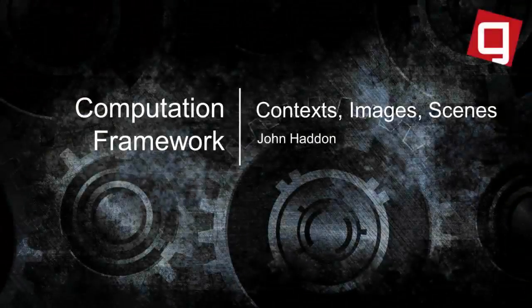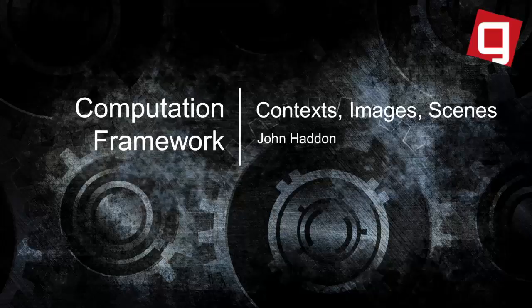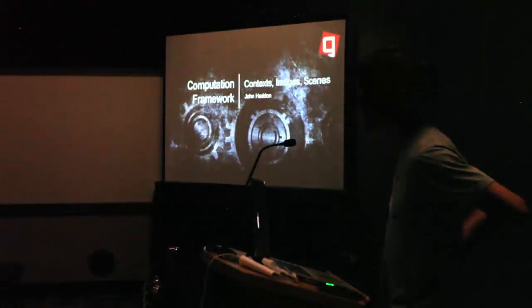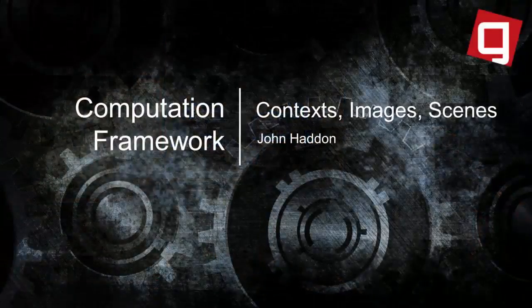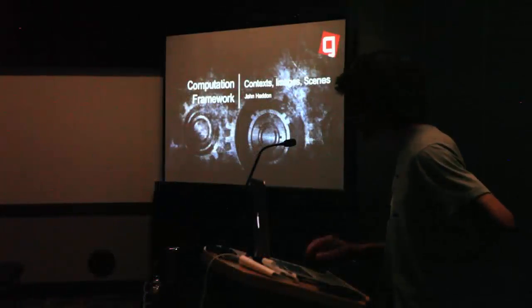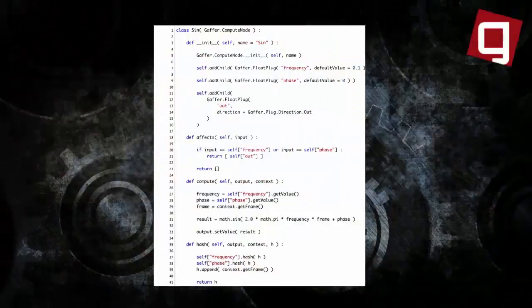So far, in the UI and the shader graphs, we've just been using node networks to represent entities and the relationships between them, but there's no actual data flow through these graphs. For doing things like scene processing and image processing, we actually need to compute stuff. So we're now going to talk about the Computation Framework in Gaffer, which sits on top of the basic node framework. And there's going to be a bit more code.